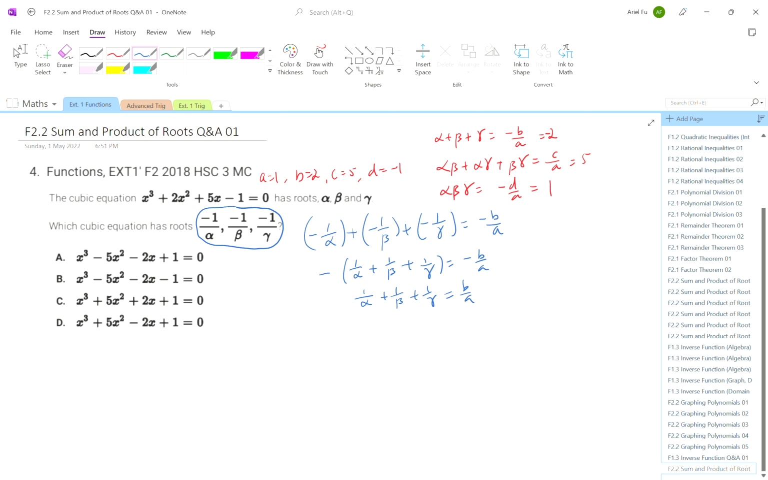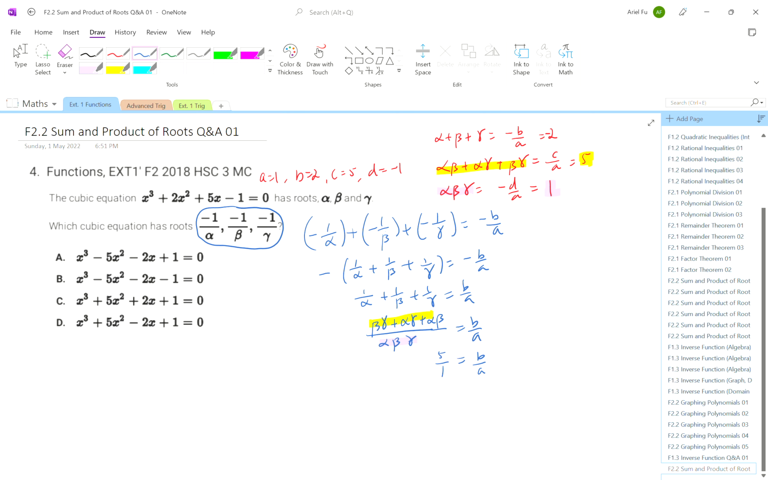Looking at the left-hand side of this equation, it is three fractions. Making them onto the same common denominator, you get alpha beta gamma, and the numerator will be beta gamma plus alpha gamma plus alpha beta, equals b on a. So substituting this in, I know that this is 5, and I know that the product of the roots is 1. Which means in the equation I want, b on a equals 5 over 1.